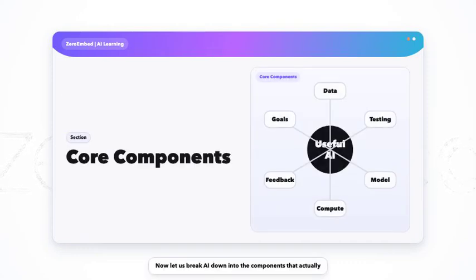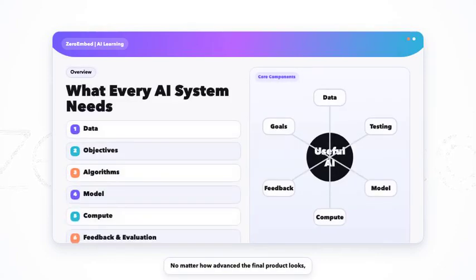Now let us break AI down into the components that actually make a system work. No matter how advanced the final product looks, every useful AI system depends on a few core building blocks. It needs data to learn from or operate on. It needs a clear objective that defines success.